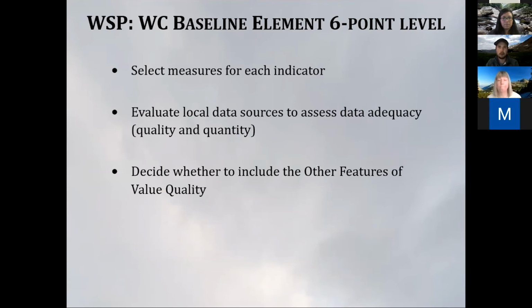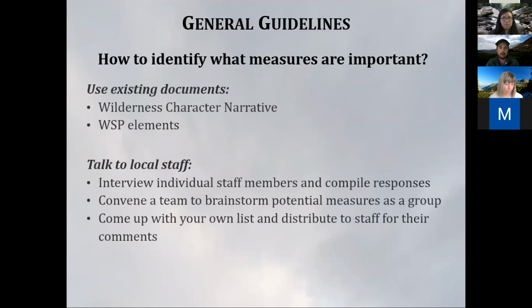So let's review quickly. How do you complete the 6th point? You select at least one measure per indicator. You evaluate data sources to assess data quality and quantity. And then you decide whether or not to include the other features of value. And there are a number of resources available to help you identify which measures are important. The narrative, that's a great resource. So either you will be writing the narrative, which would be excellent, and you'll be pulling out what measures are important, or you could read it, and that will help you understand that as well.